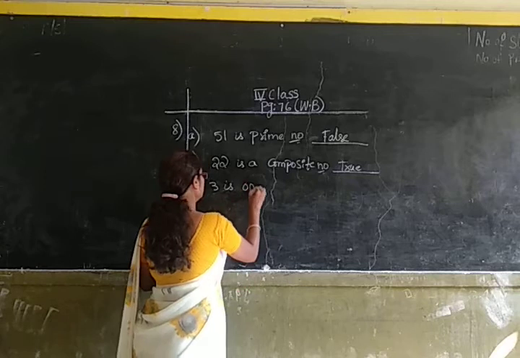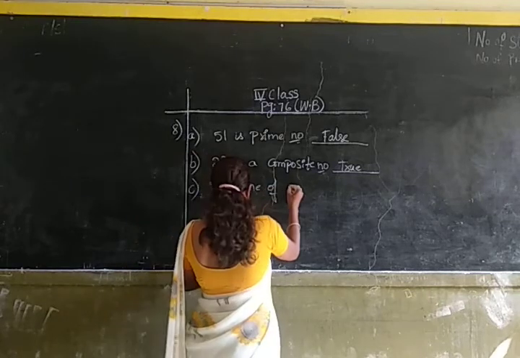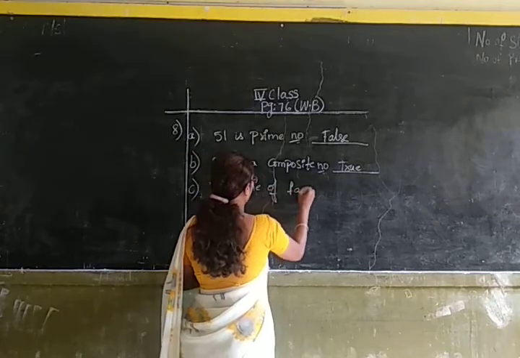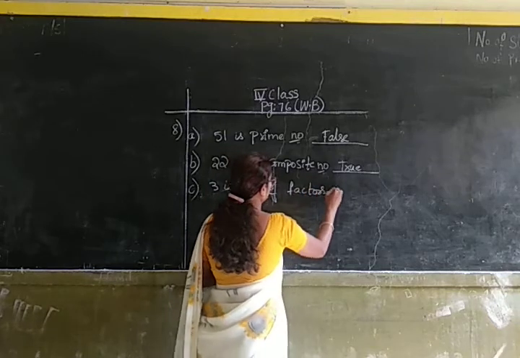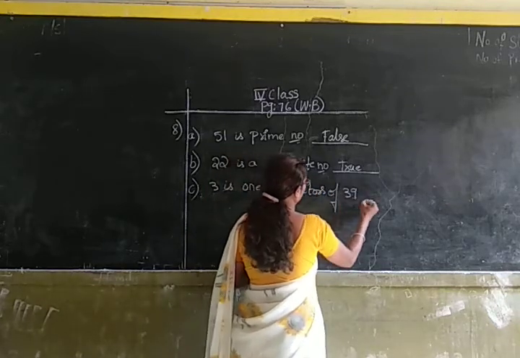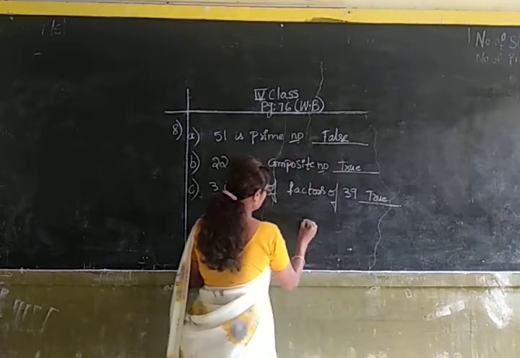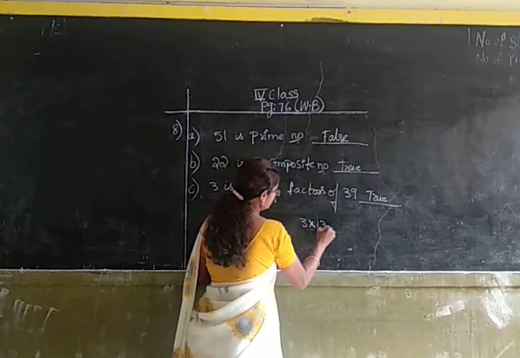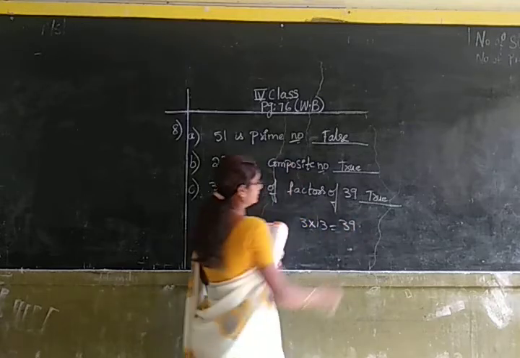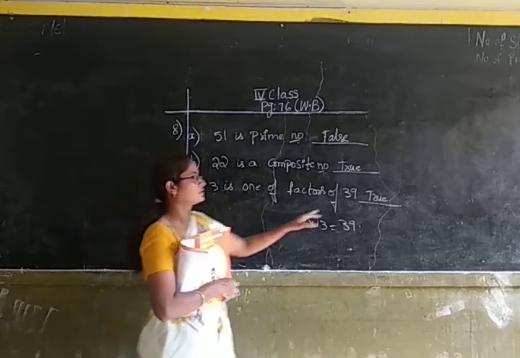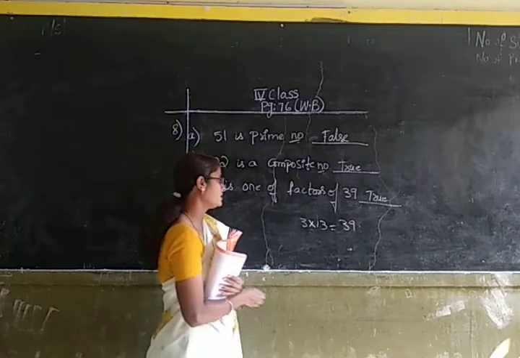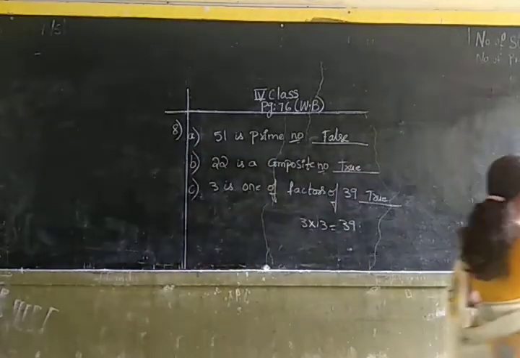one of the factors of 39. The statement is true because 3 13s are 39. So 3 is a factor of 39. So the statement is true. Okay, children.